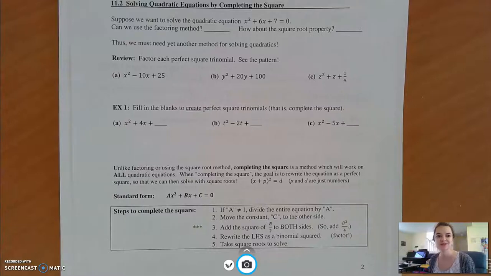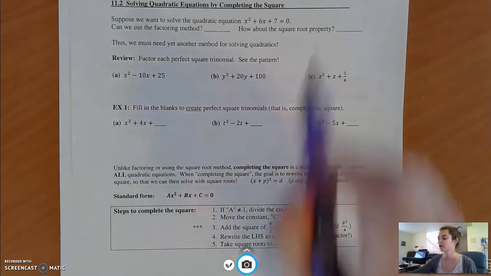Hi everybody, welcome to our 11.2 notes. For 11.2 we're going to be solving quadratic equations using another method which is called completing the square. The great thing about completing the square is it works all the time for every quadratic you're going to get. Okay? So just to kind of put a little bit of framework in there for you.